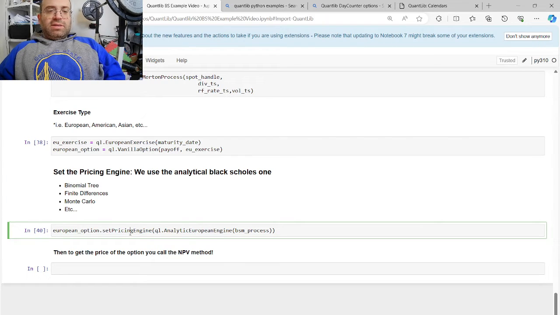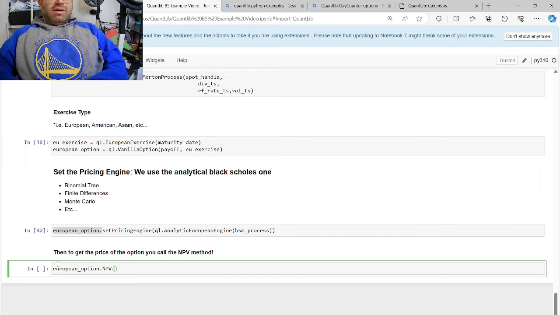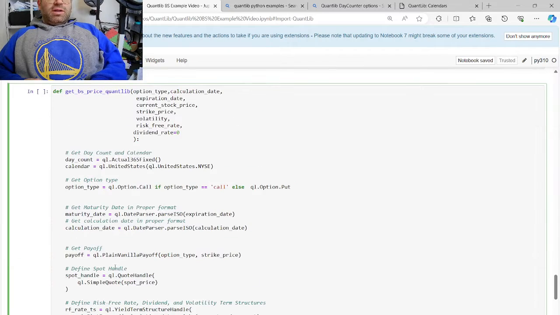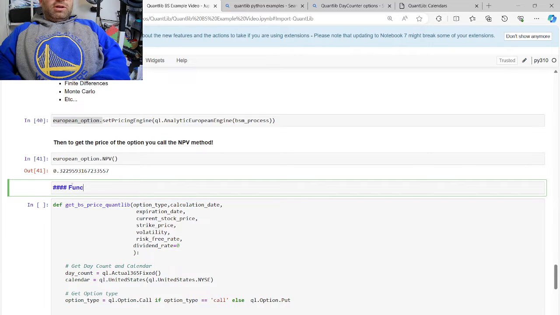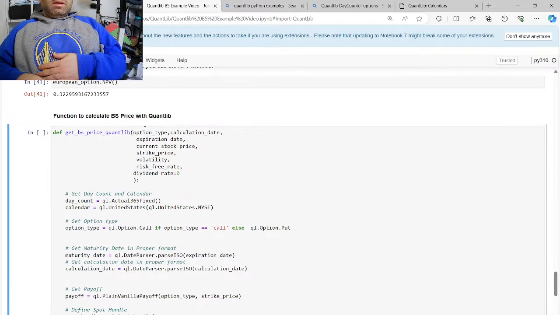Okay, so you set the pricing engine, and then to get the actual price, you do dot net present value. It probably won't work because I listed everything. Oh, it did work. Okay, so that's a very complicated way just to do the Black-Scholes formula, but in the future it'll really help us once we have non-constant volatility. So I just wrapped this in a function to calculate the Black-Scholes price with QuantLib.